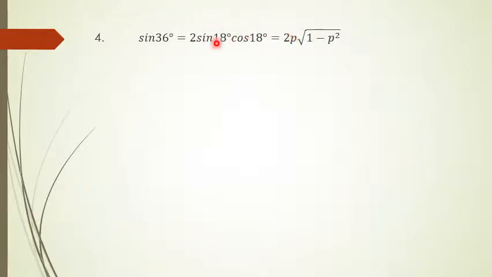Remember what I said about commutativity. In multiplication, it does not matter whether you interchange the position of the numbers, the answer is still the same. So we start here with the cos 18 value, which is P, and then sine 18, which we found to be the square root of 1 minus P squared. So sine 36 degrees is equal to 2P multiplied by the square root of 1 minus P squared.